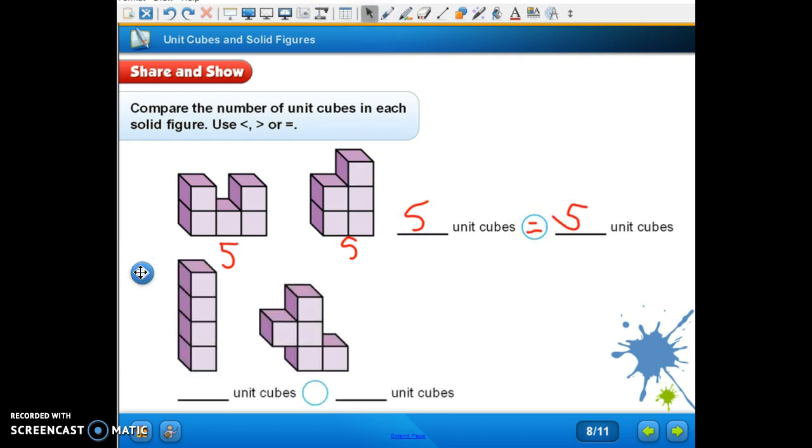This is number 10. How many unit cubes are in this one? 4. And this one? 1, 2, 3, 4, 5. So 4 is less than 5.